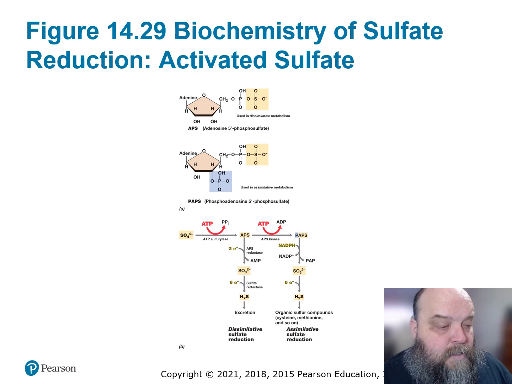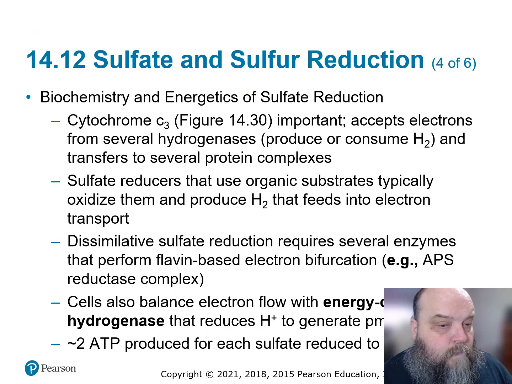Dissimilative, assimilative. Biochemically, how's this working? Well, cytochrome Cs are going to be important. Cytochrome C3 is our cytochrome C of choice here. It takes the electrons from several different dehydrogenases, and you're going to get hydrogen. It's either going to use it or produce it depending upon which way things are flowing.